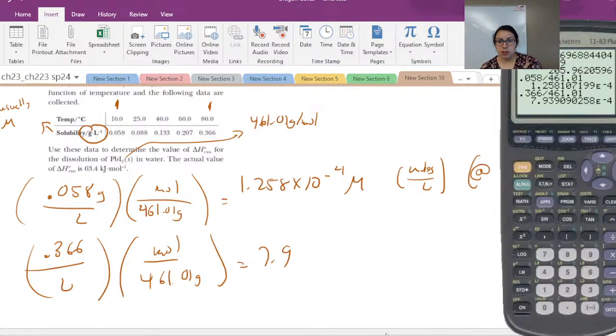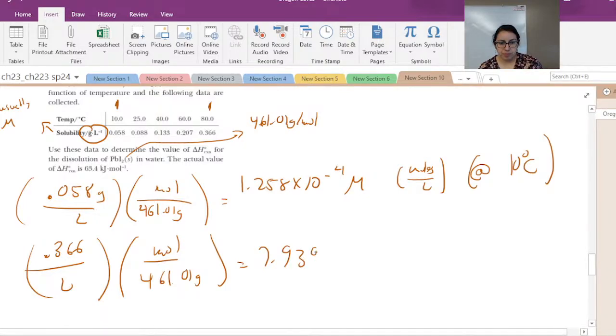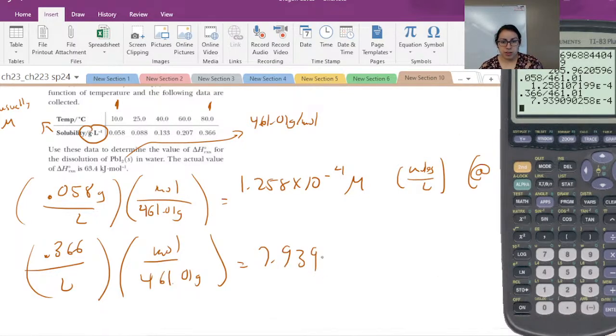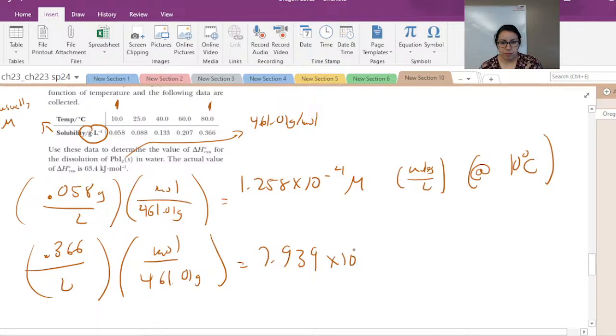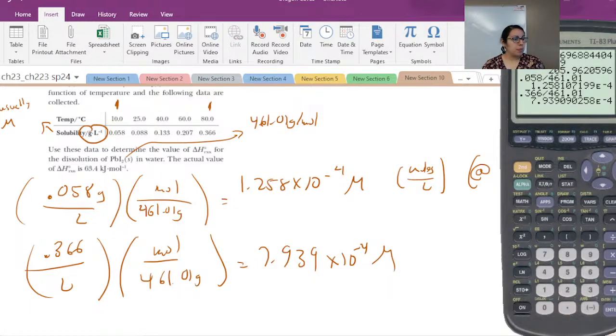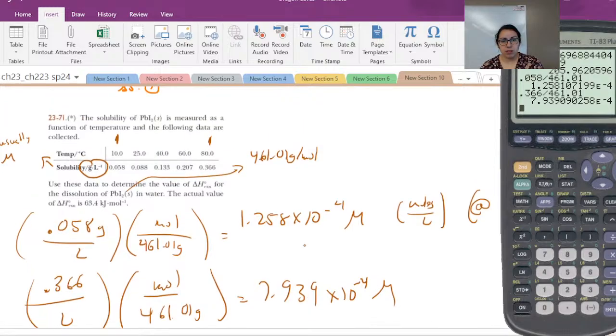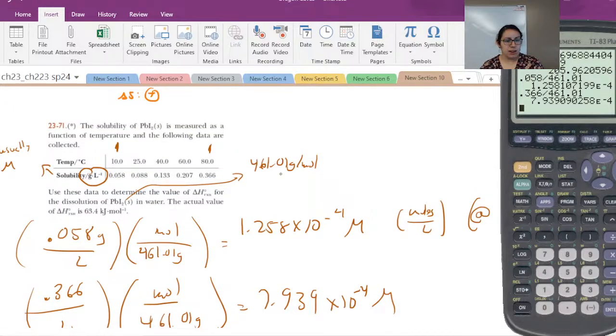So 7.939 times 10 to the negative 4. Where do you get the 461.01 grams? I think that's the mass of lead iodide. Like I stole it from the internet. I could add it by hand if.